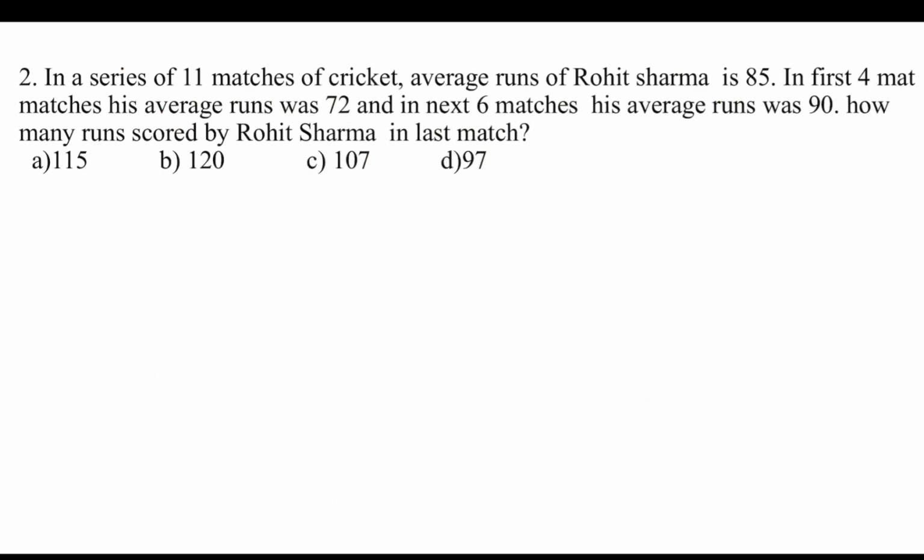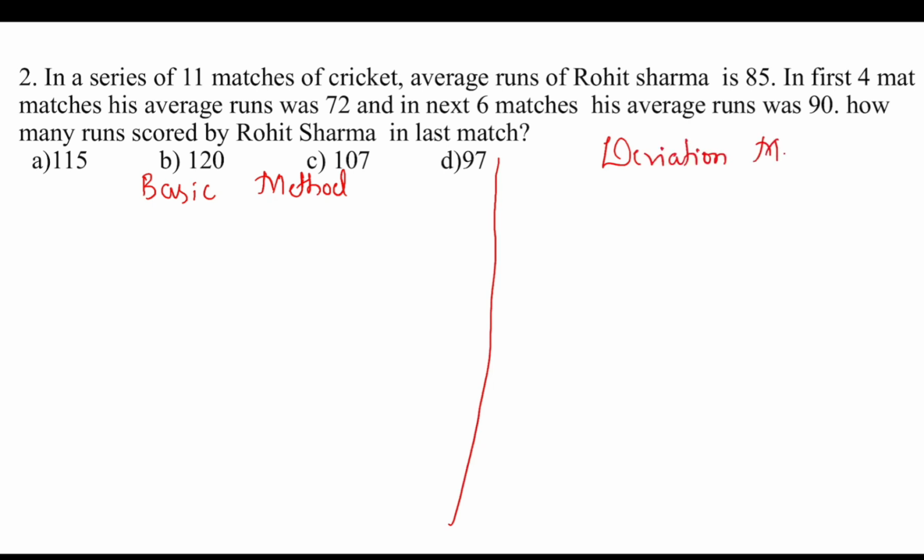In a series of 11 matches of cricket, average runs of Rohit Sharma is 85. In first 4 matches, his average runs was 72 and in next 6 matches, his average runs was 90. How many runs scored by Rohit Sharma in last match? So this also we will do with 2 methods, basic method or traditional method and deviation method. From this only you will understand how much calculation you can reduce.